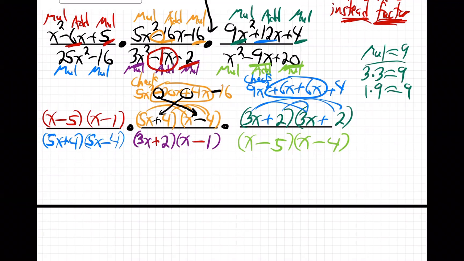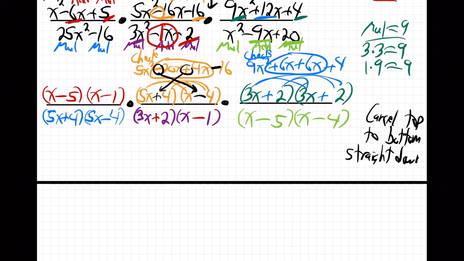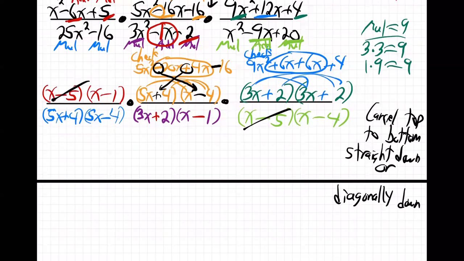So what do we do? We cancel. I'm going to write it over here. Cancel top to bottom, right? We can go straight down or diagonally down. So we're going to cancel top to bottom, straight down or diagonally down. Doesn't matter. All right. Let's see. It's a big mess, huh? X minus 5. X, you can go far diagonally. See how that's far, far away? That's totally fine. Straight down or diagonally down.